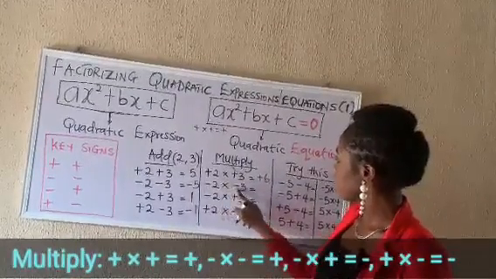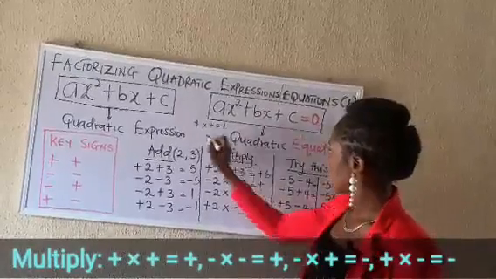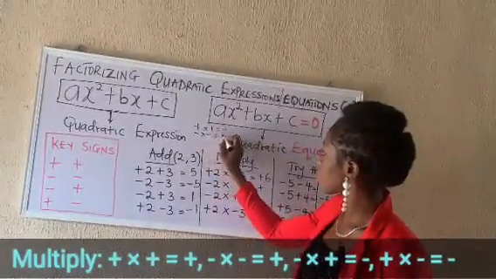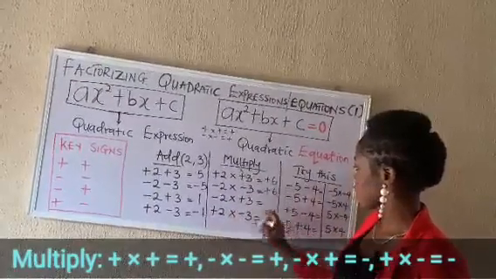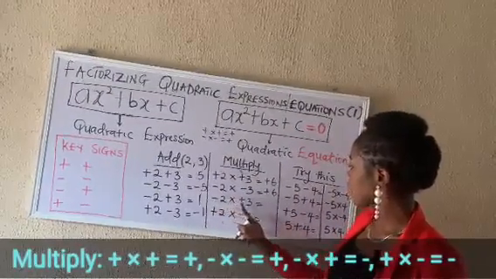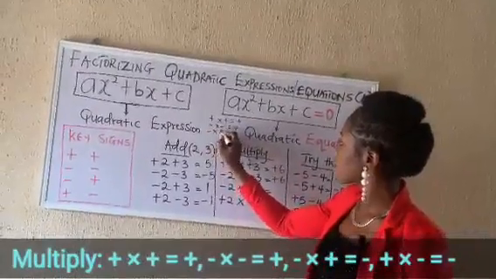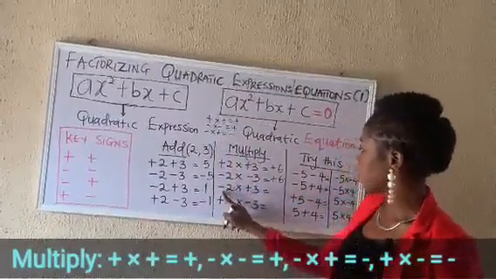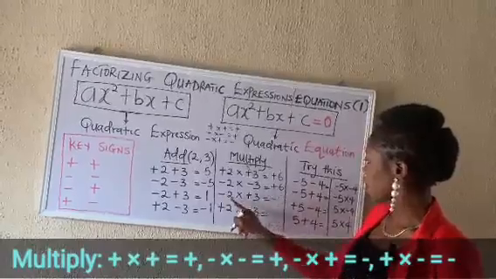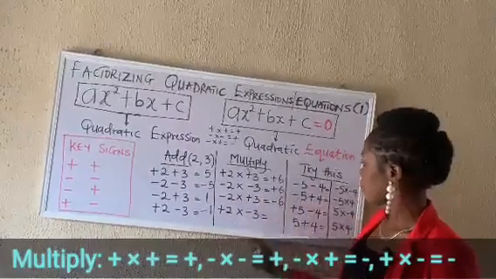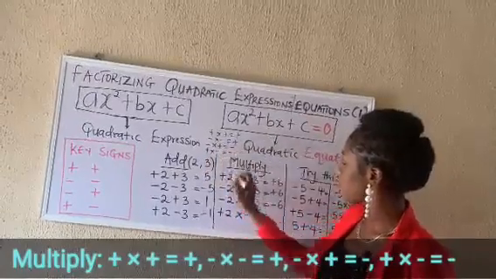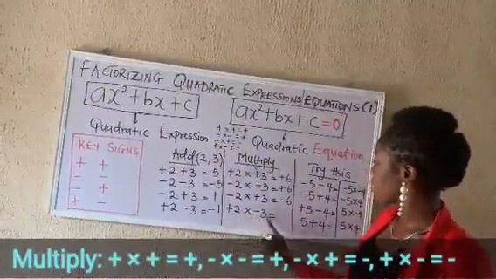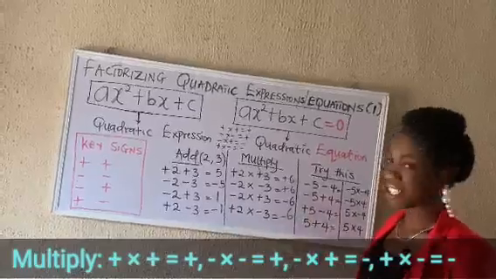Then minus times minus is plus. So minus 2 times minus 3 will give us plus 6. Then minus times plus is minus. So minus times plus is minus, and 2 times 3 will give us 6. Then plus times minus is minus, and plus 2 times minus 3 will give us minus 6.